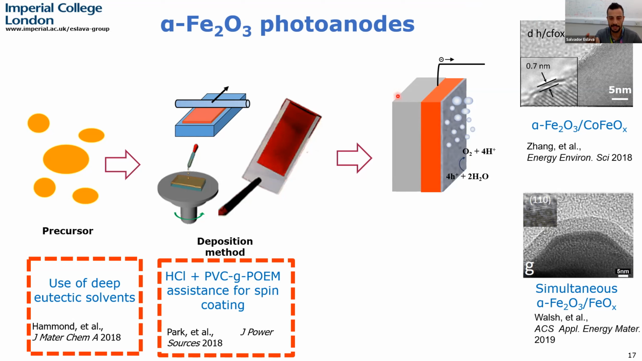But then to improve the hematite itself, we also need to add an extra layer on the surface to help in the oxidation of the water, in the kinetics, which are very difficult because they involve 4 holes. And we studied different methods. We studied, for example, the addition of cobalt iron oxyhydroxide, and also the simultaneous addition of iron oxyhydroxide on the surface. I'll show you first the addition of cobalt iron oxyhydroxide.